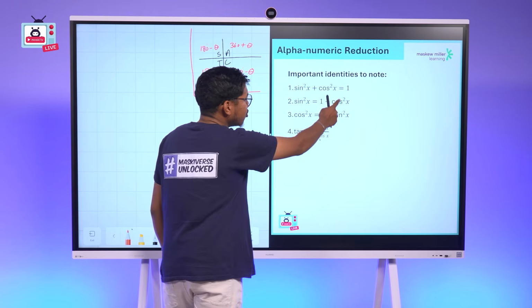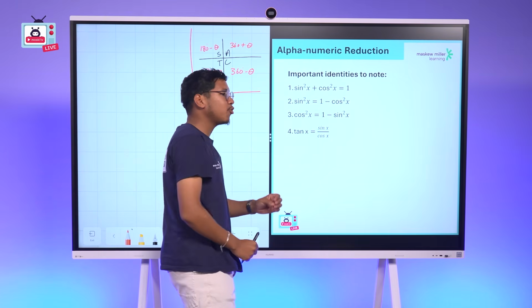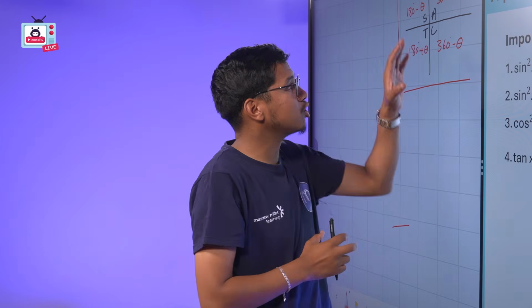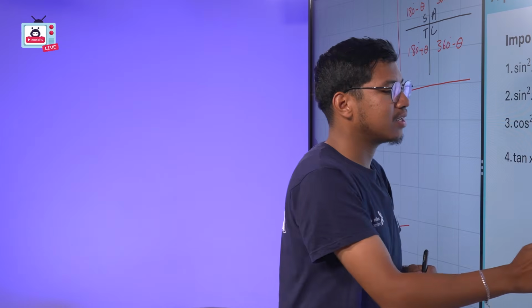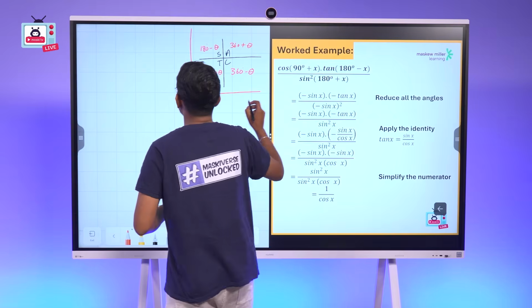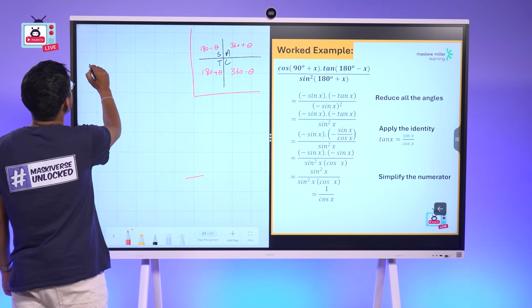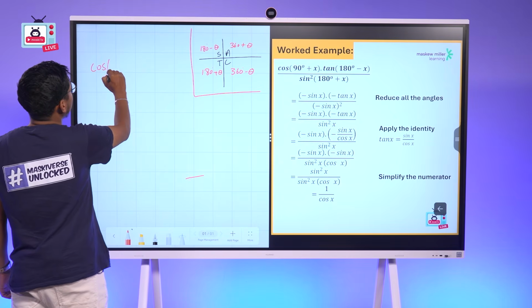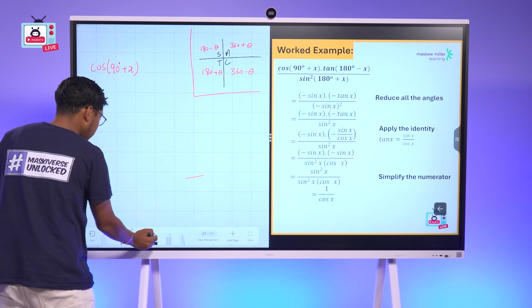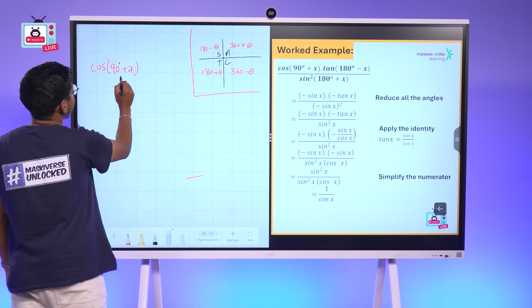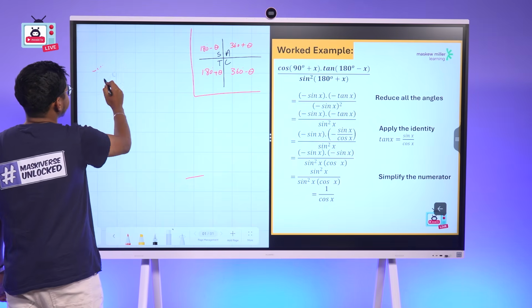All right, so if we know our trig identities, and if we know the very basic reduction formula over here, it will be very, very simple for us to solve the given problems, okay? So I'm just going to write the question down. The question is cos of 90 plus x. In fact, I'm going to use the black marker so we can perhaps see better.